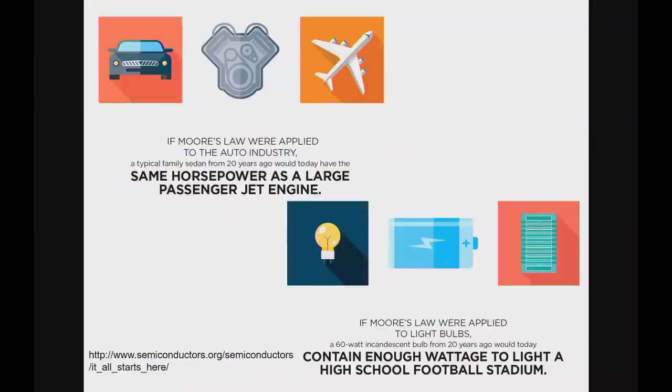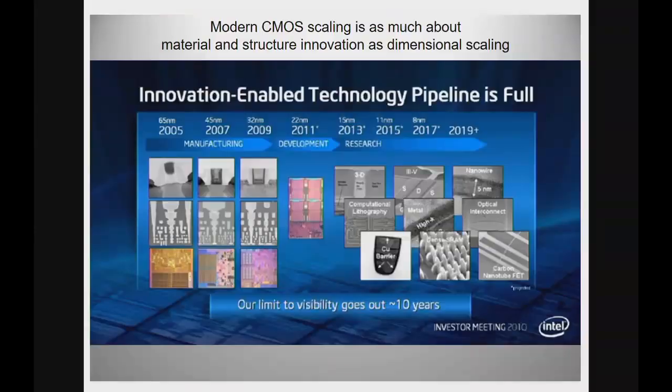technology. Let's look at the automotive industry. If we do the same sort of transition in the car engine from 1970 to the 2000s, your car would have the same power as a jetliner. If we talk about a light globe, following the same law, in 20 years you'd have enough to light up a whole football stadium. So it's an incredible technology.